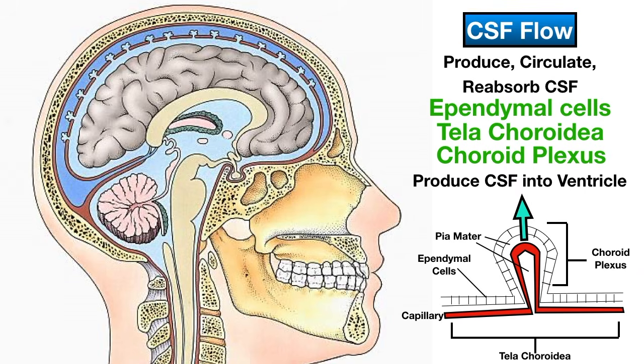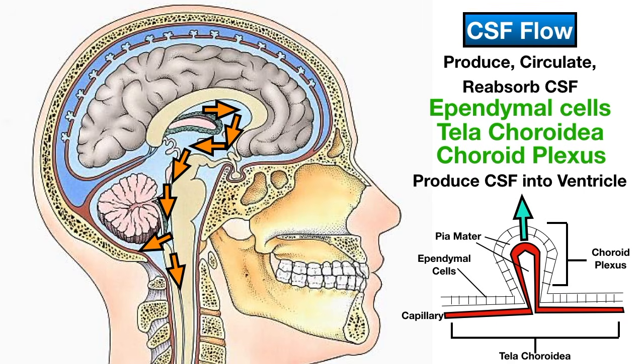Each choroid plexus has the ability to produce CSF, but most of the CSF is produced by the choroid plexus in the lateral ventricles. As the CSF is produced in the lateral ventricles, it's going to travel through the interventricular foramen and enter the third ventricle. The CSF will then exit the third ventricle and travel through the cerebral aqueduct and enter the fourth ventricle. From the fourth ventricle, the CSF can enter the subarachnoid space either through the lateral apertures, also known as the foramen of Luschka, or the median aperture, also known as the foramen of Magendie. The CSF can also enter the central canal of the spinal cord.